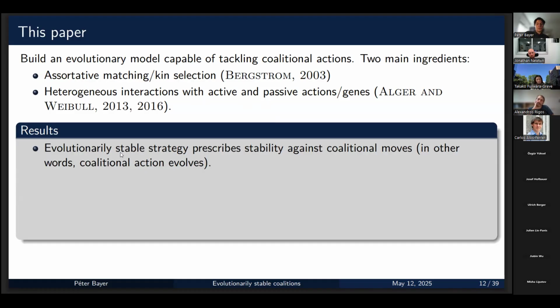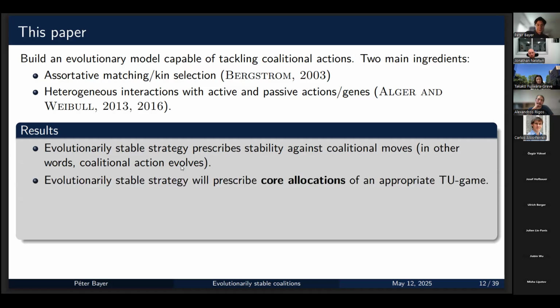One is that evolutionary stable strategy will prescribe stability against coalitional moves. So if I wanted to phrase it in a more fancy way, coalitional action will evolve, group interest will appear rather than individual interest. And evolutionary stable strategy will prescribe some core allocation of an appropriate TU game. So if the question was, is the non-cooperative or the cooperative coalitional interest the result of evolutionary stable strategy? The answer is it's the cooperative one. We will have group interest being total interest of the group rather than a set of individual participation constraints.